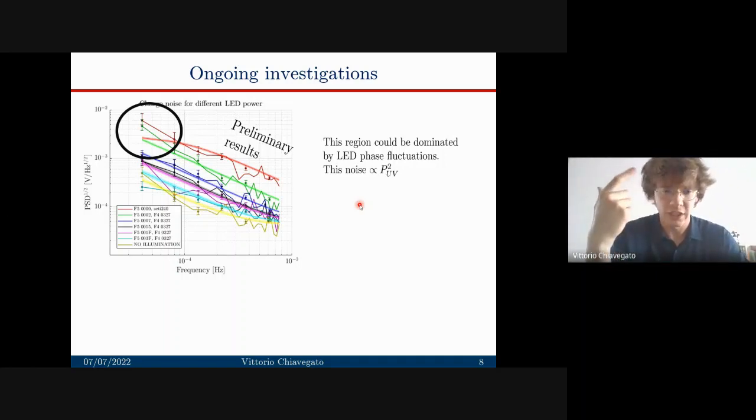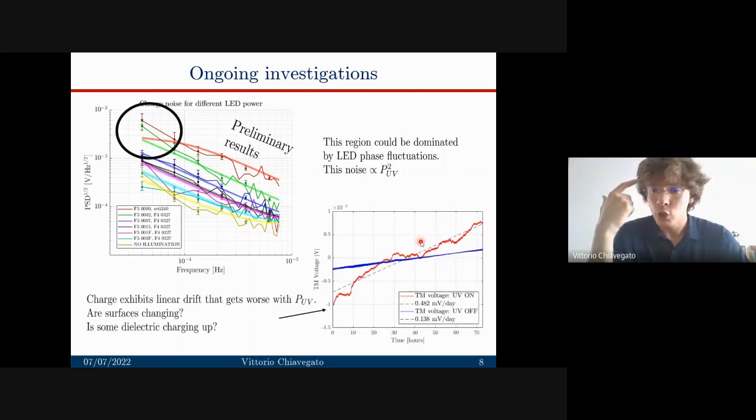But more importantly, I told you before that we measure the noise while the test mass voltage is constant. But you can see from this plot that the voltage is not constant. It seems to be linearly drifting, and this linear drift is worse when we increase the power of the UV light. So we are asking ourselves why that is, and we are not currently able to answer that.